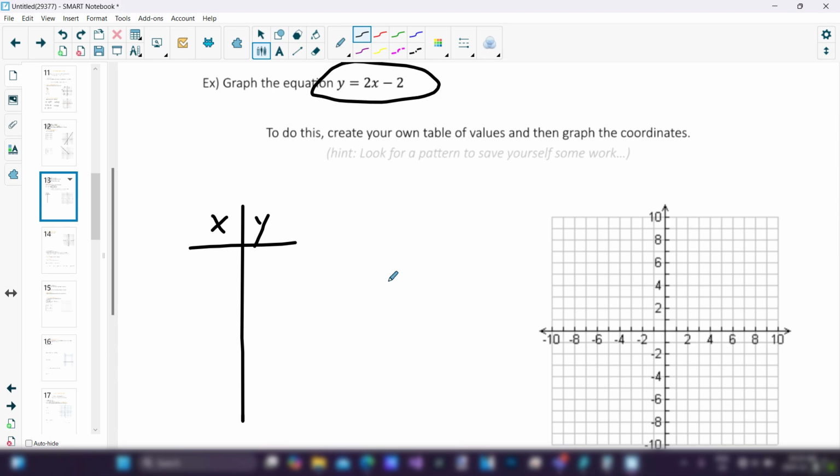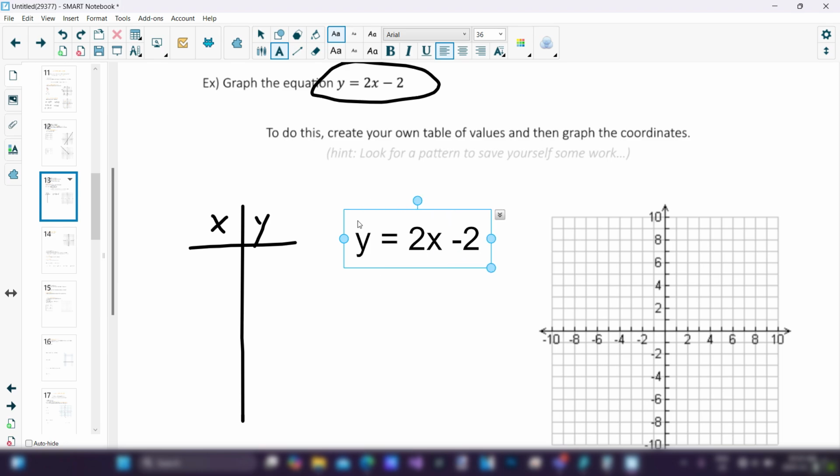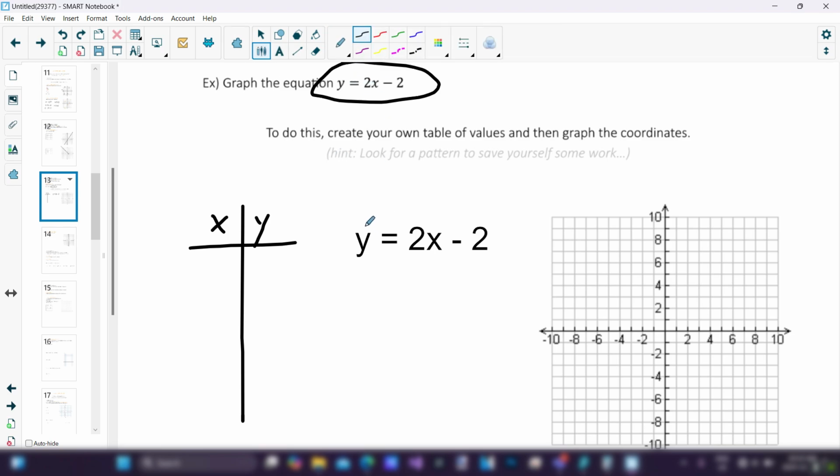Now the only problem is I don't have any numbers. Well, it doesn't matter. I can pick my own numbers. If they're not going to give me any numbers to use, I'm going to pick my own. So what does that mean? Well, my equation of y equaling 2x minus 2, that's the equation they gave me. So I can figure out y values. I can figure out what y equals if I have an x value to plug into my equation. This is a function. That's how functions work.